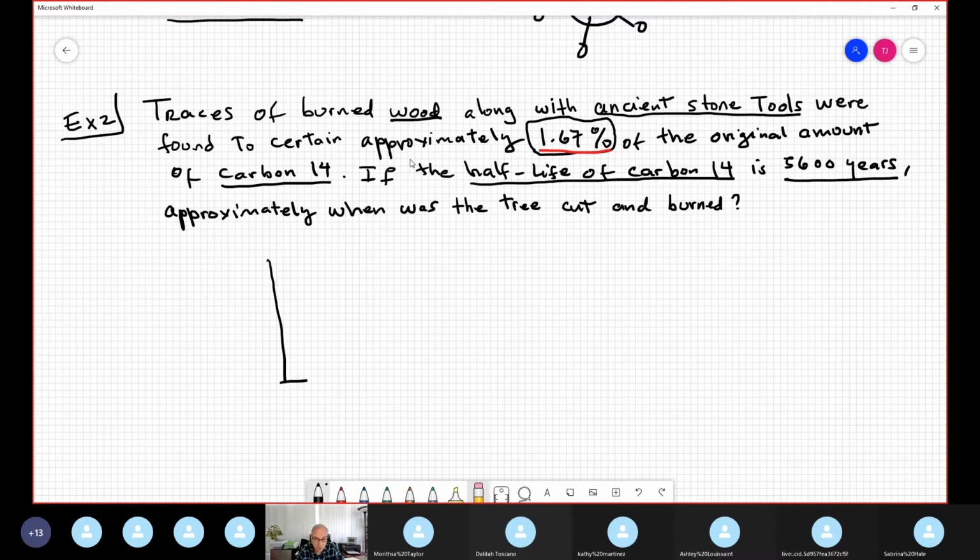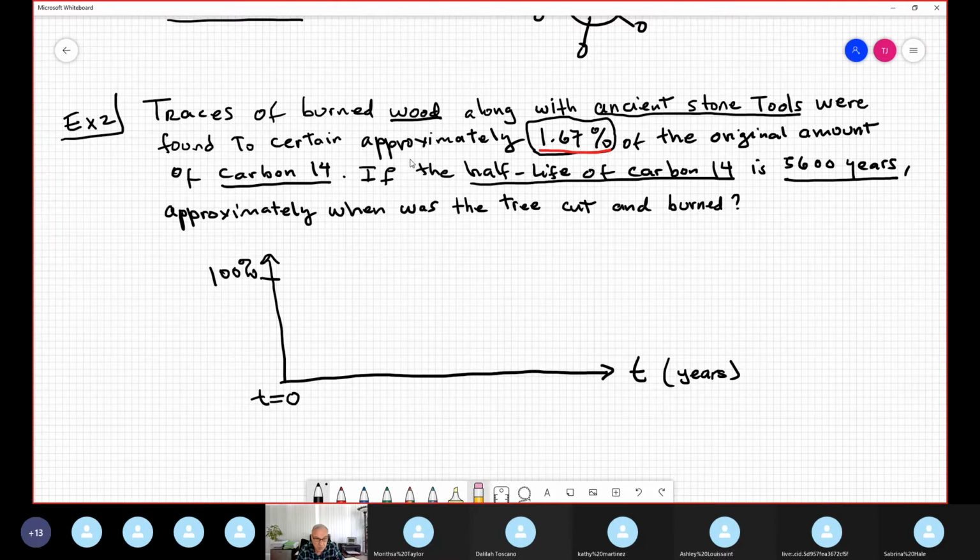One picture is much better than 1,000 words. Look, this is the time. In this case, the time is measured in years. This is the unit key we are using. At the beginning, t equals 0. We have 100%. 100% of what? Of the carbon 14. But during the time, this is decreasing, exponential decreasing.